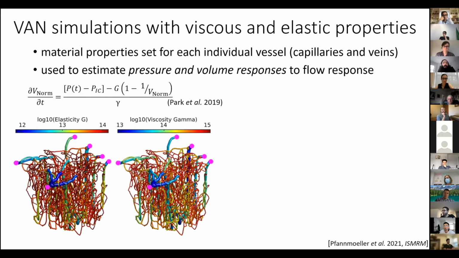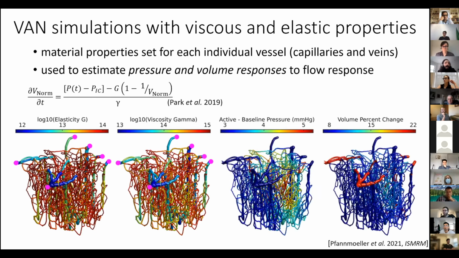Note that this is one major difference between the VAN models and more common lumped models here. The microscopic parameters are set for each individual vessel instead of setting macroscopic or lumped parameters for the entire voxel. And so with these material properties set, we're then able to estimate the pressure and volume responses in the VAN to the input flow response.